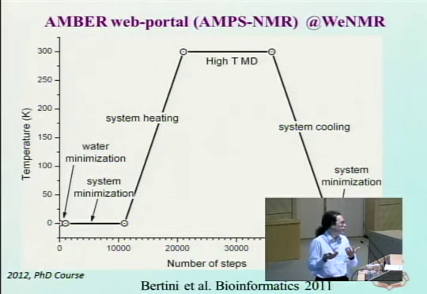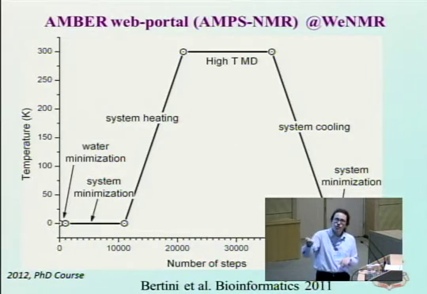The protein will not unfold because you have the restraints, and the restraints keep the protein together. So even if you push the temperature very high, you don't see unfolding, because the restraints prevent the protein structure from completely opening up. So you run some molecular dynamics in water at relatively high temperature. Now 300 is not so high. Then you cool the system again, you minimize, and this is your refined structure.